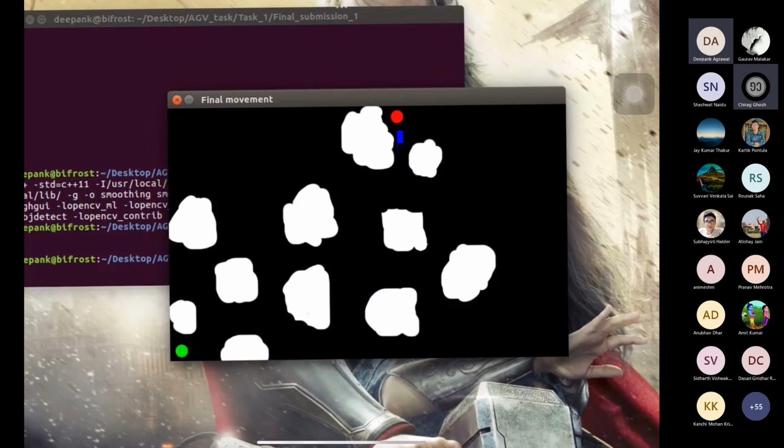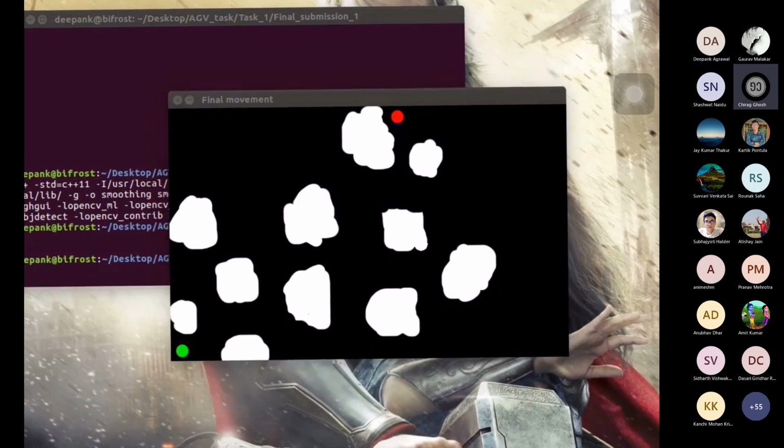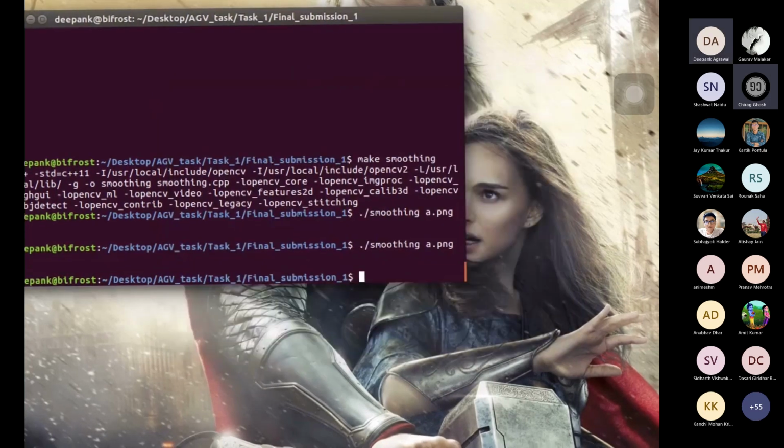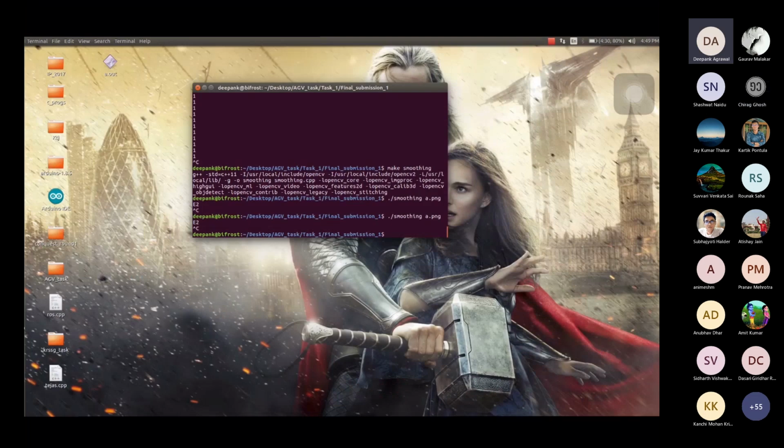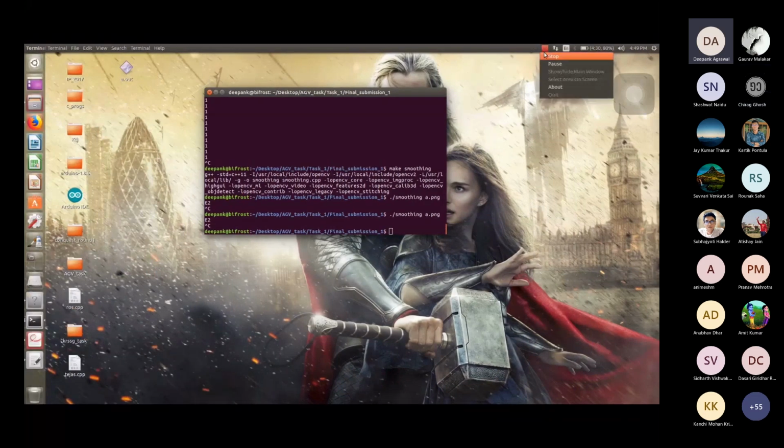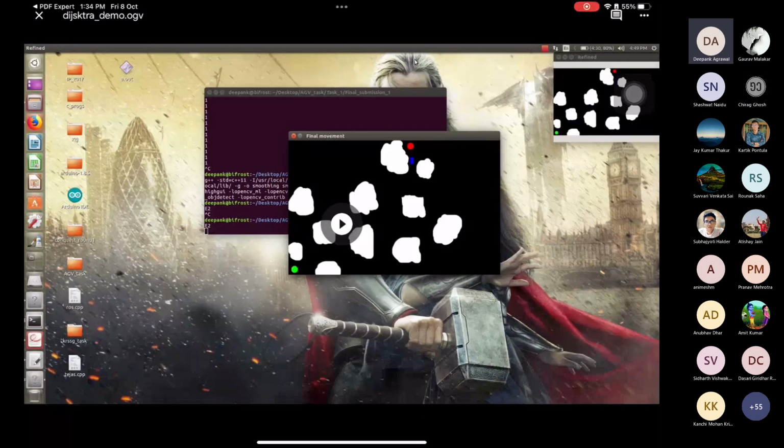Just a doubt. Like this whole map is a kind of pixel matrix. Yeah, it is a bitmap actually, 0 and 255. And there is a green circle and a red circle. Yeah, this is a pixel map. Of course, for visualization we are using some libraries, but at the core of this algorithm, there is Dijkstra.